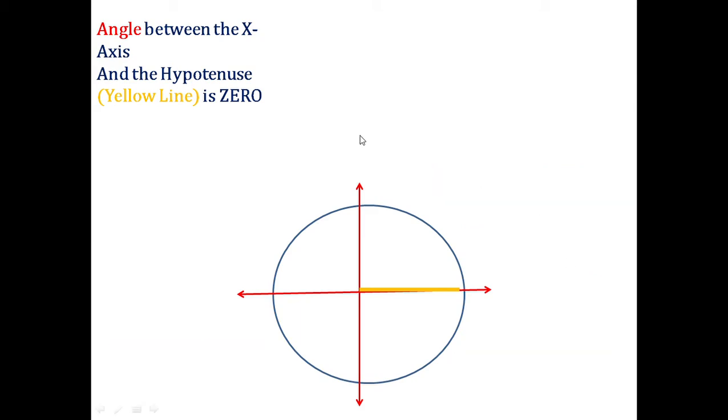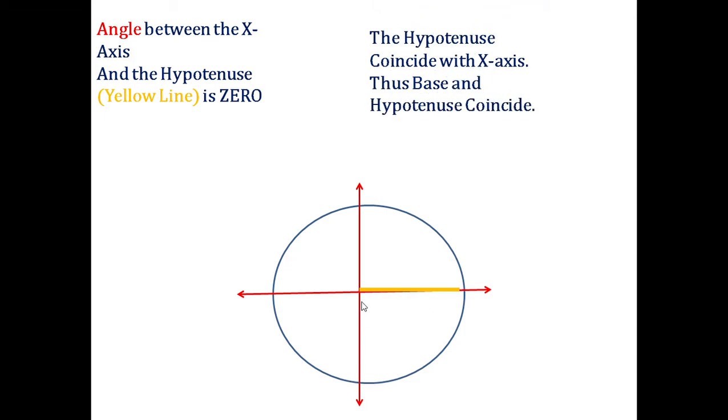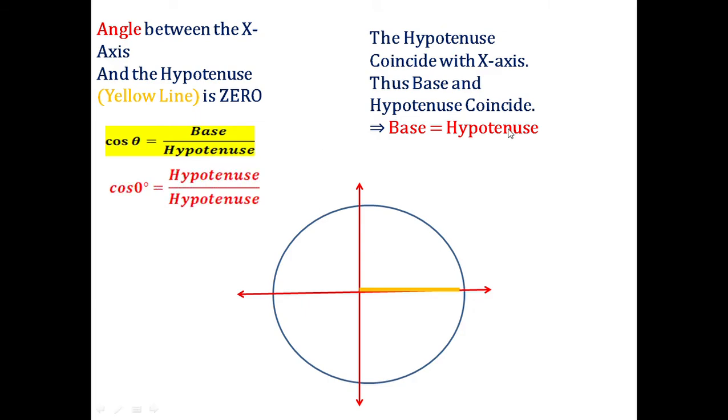Next, for cos 0 degree, let us understand. So the hypotenuse coincides with the x-axis. Thus base and hypotenuse will also coincide. Here no perpendicular, no height is there, but hypotenuse and this x-axis are coinciding, therefore hypotenuse and base are coinciding, therefore base is equal to hypotenuse. Now cos theta is base by hypotenuse. So since these two lengths are equal, here we can write hypotenuse by hypotenuse, and cos 0 degree is 1.